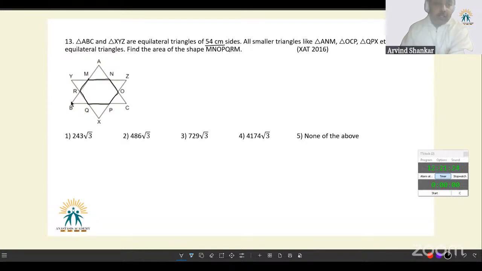The only way this works is if these lines that are there, they're getting trisected. If they are getting trisected, only then this shape can be created. This is equilateral, this is equilateral, this is equilateral. So we pretty much have a hexagon of side 18 whose area needs to be calculated. So it will be 6 into root 3 by 4 into 18 square, which is 324. So we cancel, we get to 81. 81 into 6 is 486 root 3, or option 2 is the right answer.